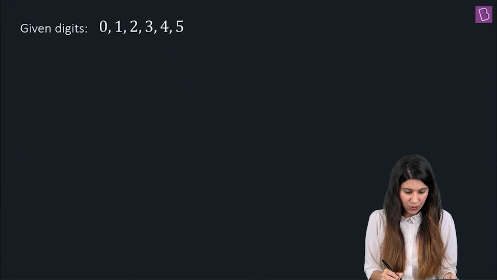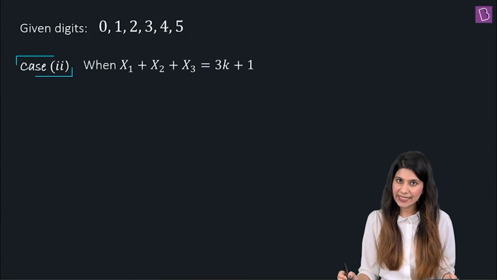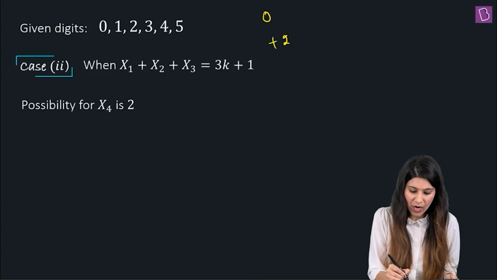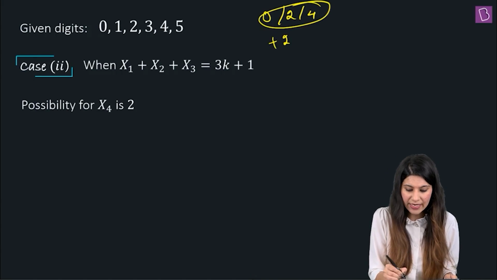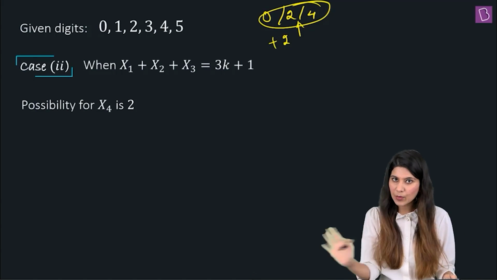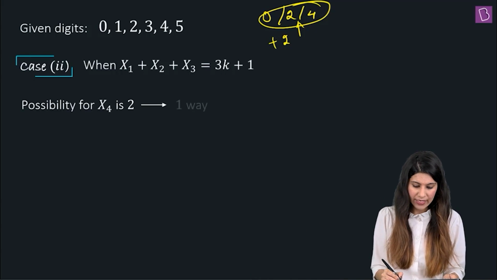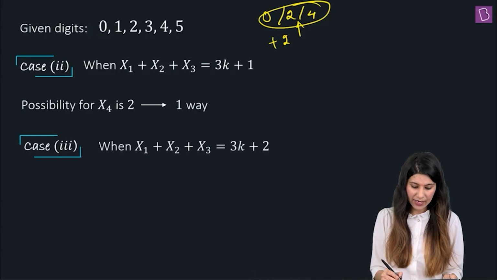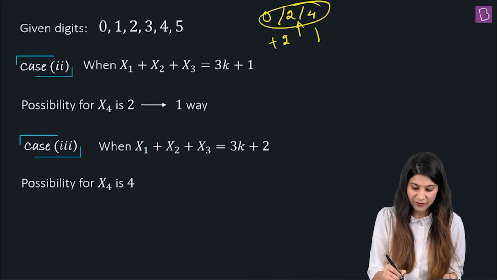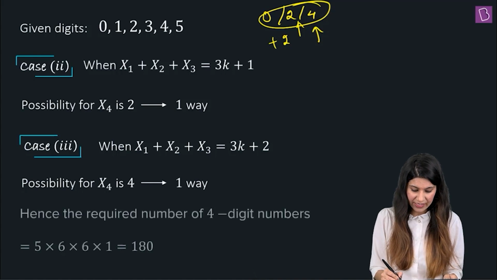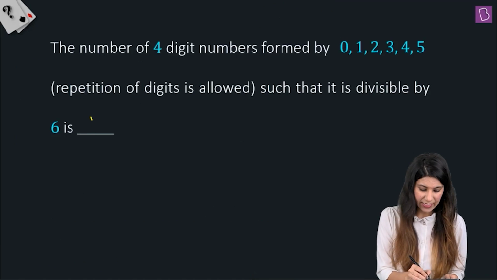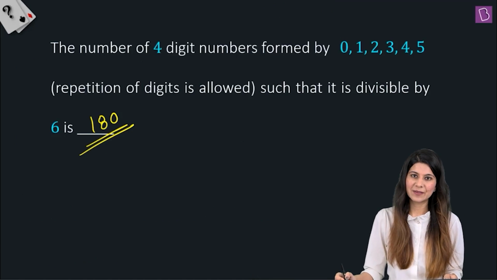Okay, what about case 2? Similarly, if x1 plus x2 plus x3 is of the form 3k plus 1, then out of 0, 2 and 4, you only have to select 2. If you select 0, rejected. If you select 4, rejected. That number would not be divisible by 3. So you have one way for this as well. And similarly, if 3k plus 2, you need to select 4. Again, one way. So finally, you have the answer 5 multiply 6 multiply 6 multiply 1, which is equal to 180. So 180 is your answer. Got it?